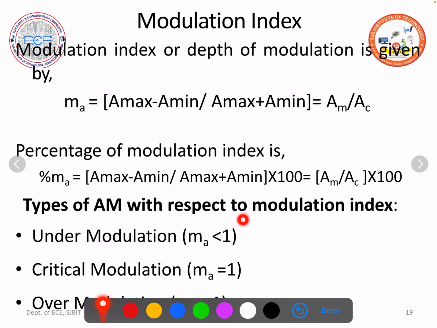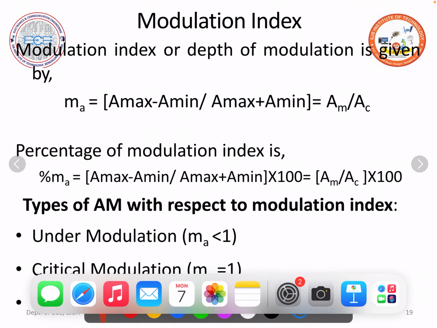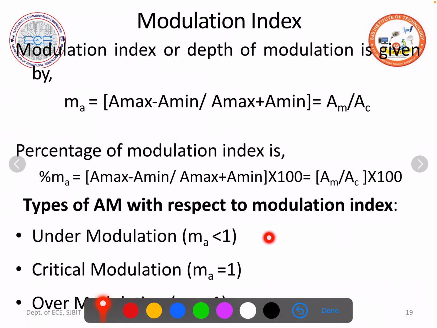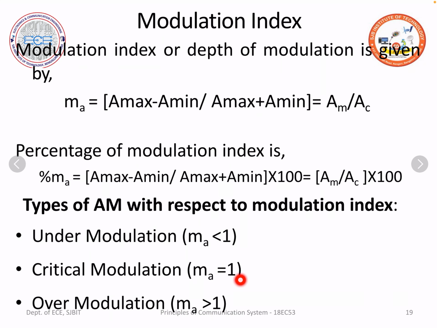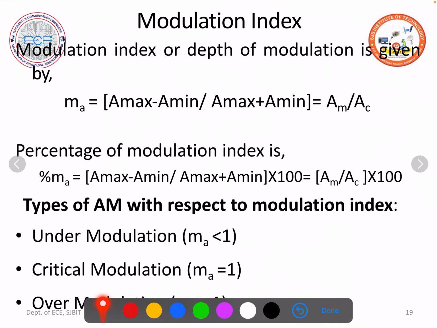So these are the three cases I have discussed previously, depending on Ka into m of t. Here they have taken as ma. If modulation index is less than 1, under modulation. If it is equal to 1, critical modulation. If it is greater than 1, over modulation. These are the three aspects of modulation depending on the modulation index.